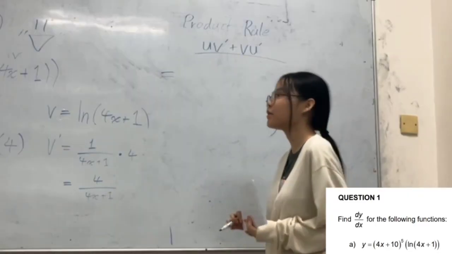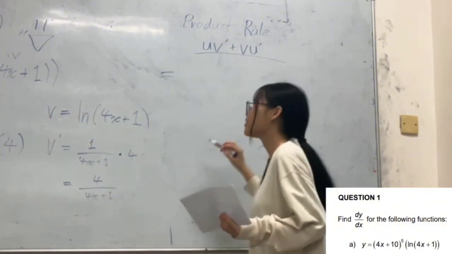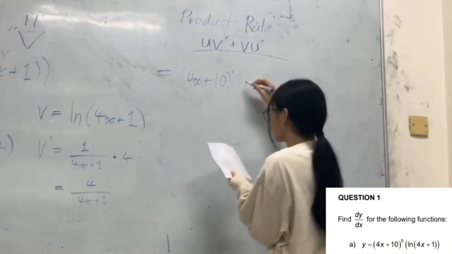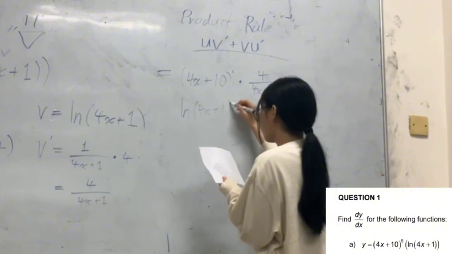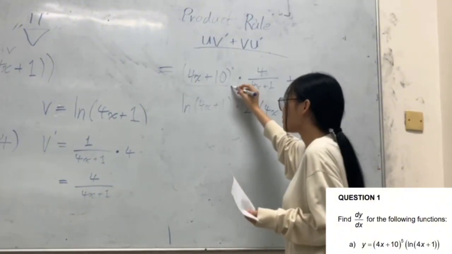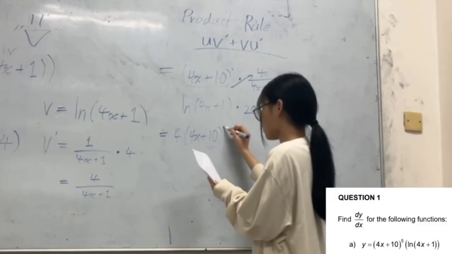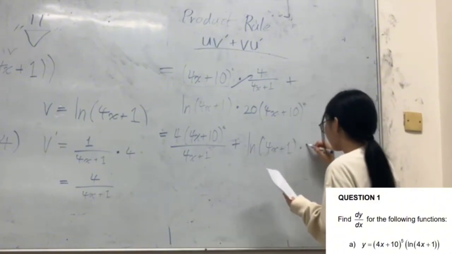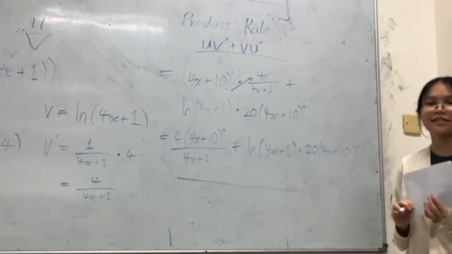For the final step, we will use product rule. We sub in all of this into this. We sub in this equation to this. And this is the final answer.